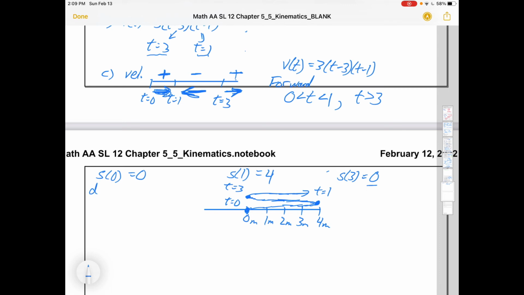So there's question D. We could answer questions about displacement. Its displacement over the first 3 seconds, though, is 0. It ends up back where it started. Its distance over the first 3 seconds is 8 centimeters.